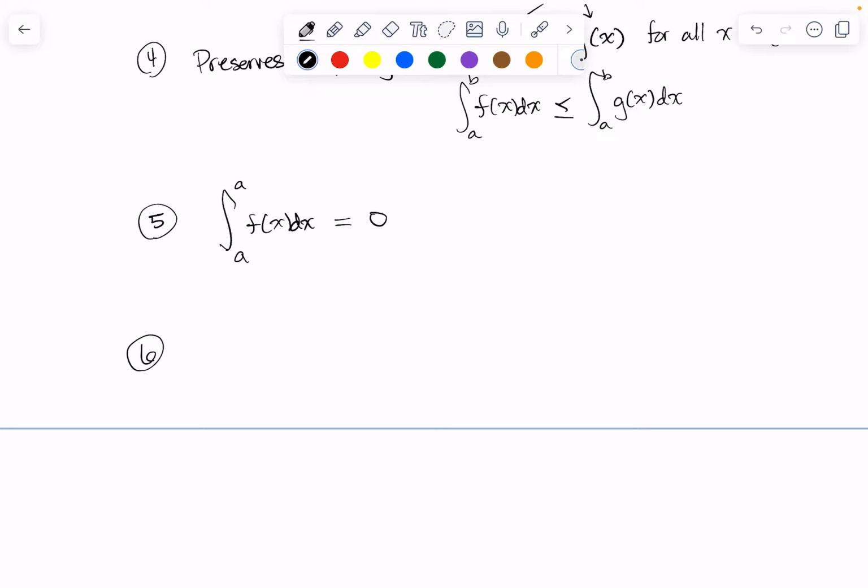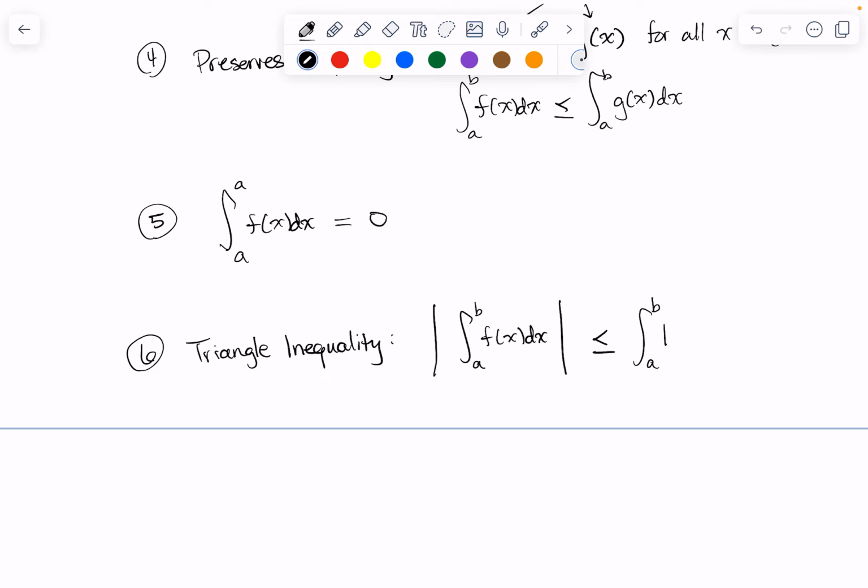And the last one is called the triangle inequality. It doesn't come up too often, but every now and then it's useful to have in your back pocket. The triangle inequality says that the absolute value of the integral from a to b of f of x dx is less than or equal to the integral from a to b of the absolute value of f of x.